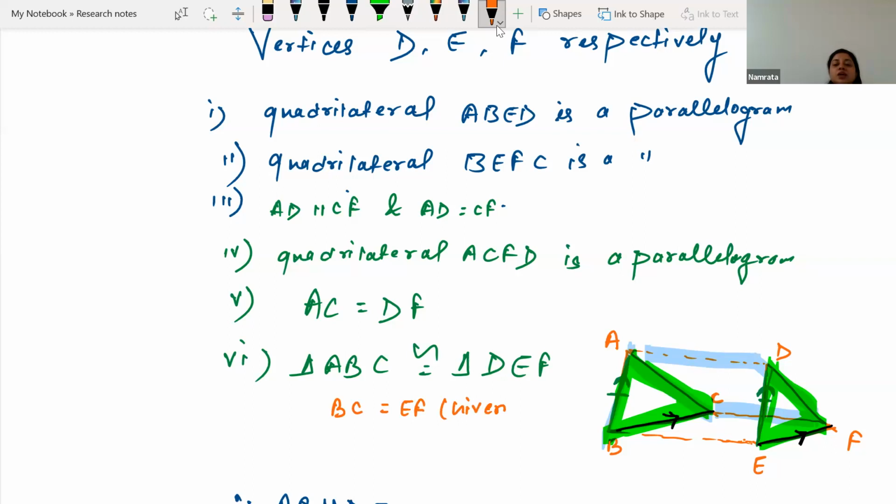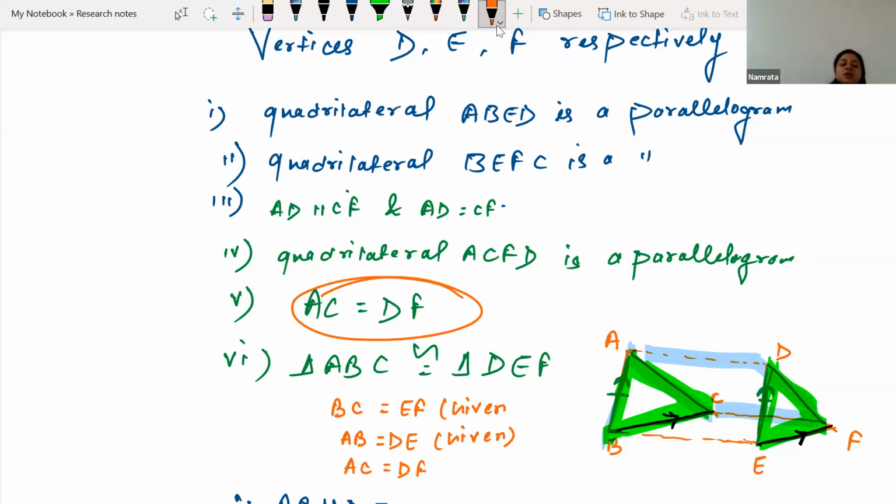Now arrow 1, you can see arrow 1 there also. That was also given in the question itself, that AB and DE are same. Two sides we have got. If we get one more side, that will help us. So the third side, AC and DF, we have already proved in part 5. So we can say AC and DF are also same, proved in the previous part. And therefore by side congruency, this triangle and that triangle are congruent with each other.